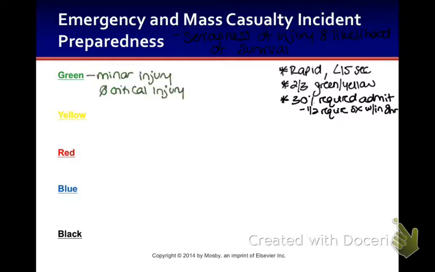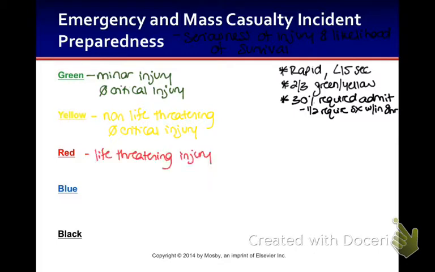So green is just a minor injury, no critical injury. Yellow is non-life threatening. Again, it's not a critical injury. Red is a life-threatening injury. Blue, they're expected to die. And black means they're dead.